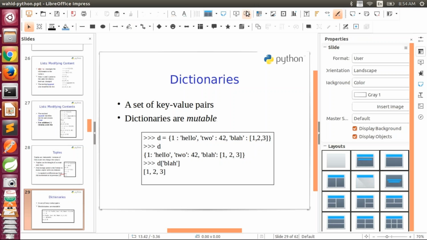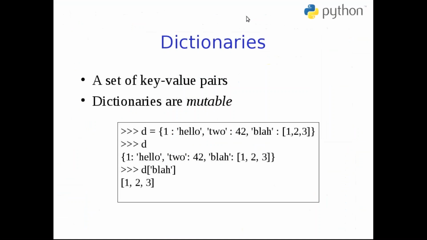Dictionary is one type of data type given in Python for us, in which we can have key value pairs. We can store everything in terms of key and value. It means you give some key and it will give some value to you.